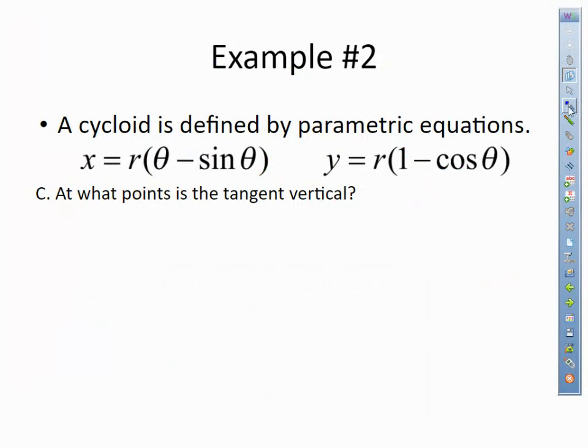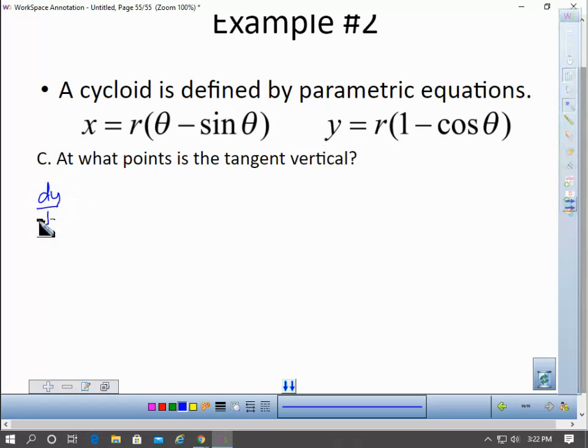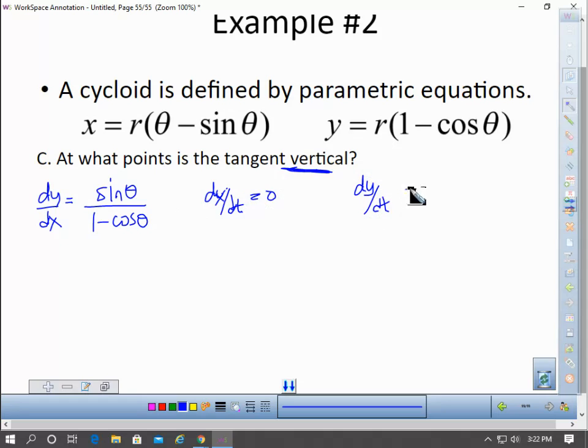All right, very last problem. Now we're just going to refresh and do the vertical part. So again, our dy dx, our derivative from last time, was sine over 1 minus cosine. To have a vertical tangent, the denominator, dx dt, has to equal 0, but our numerator, dy dt, cannot be 0. So 1 minus cosine has to equal 0, but sine cannot equal 0.